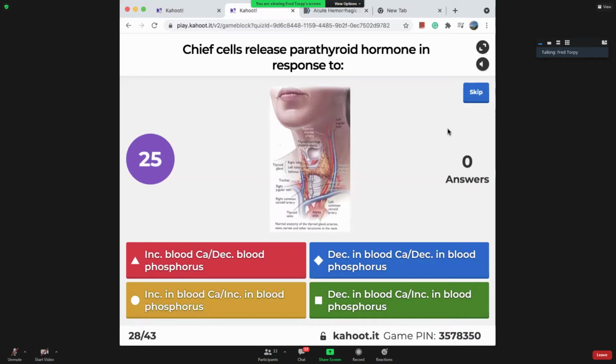So what would cause a chief cell to release parathyroid hormone? And DEC is decrease and INC is increase. It's not December and incorporated.